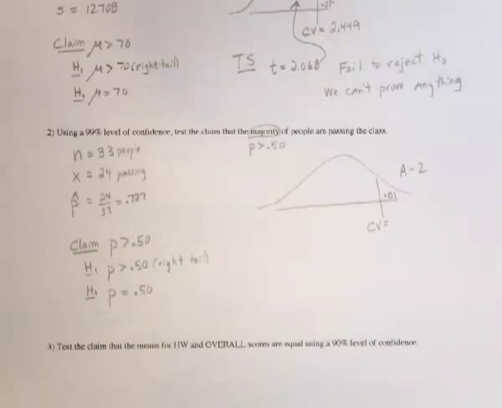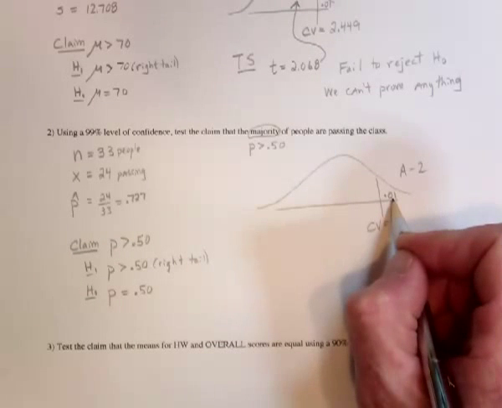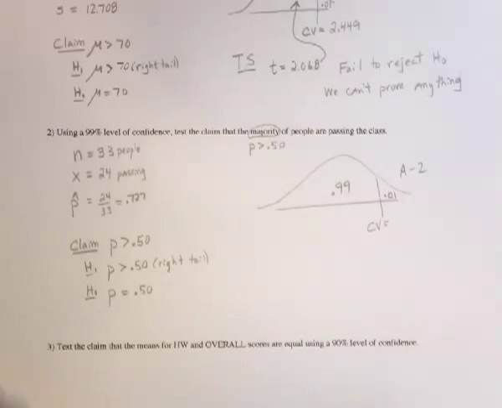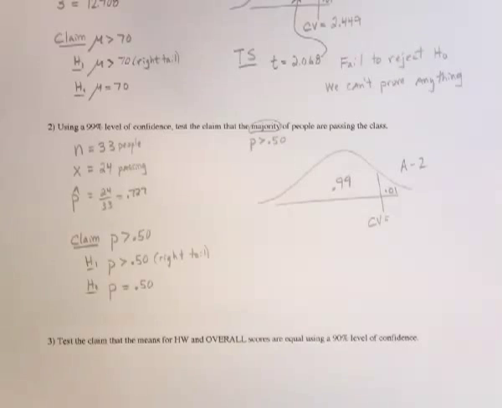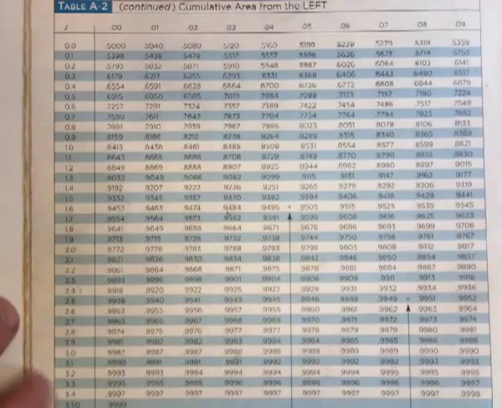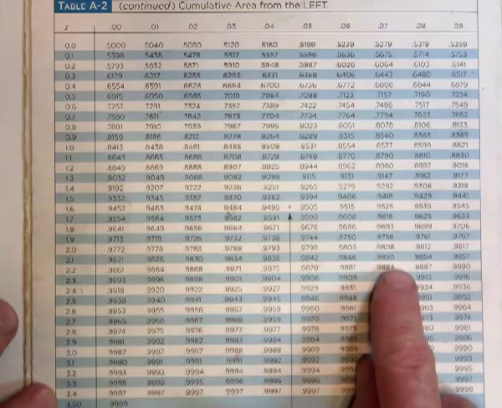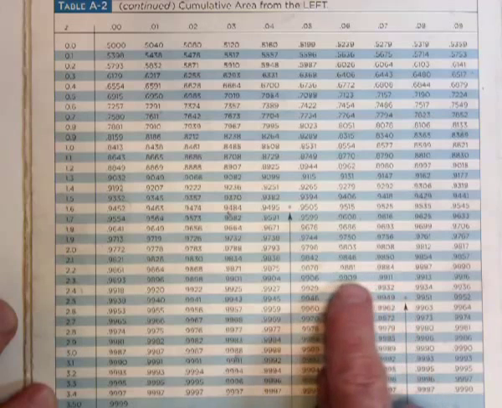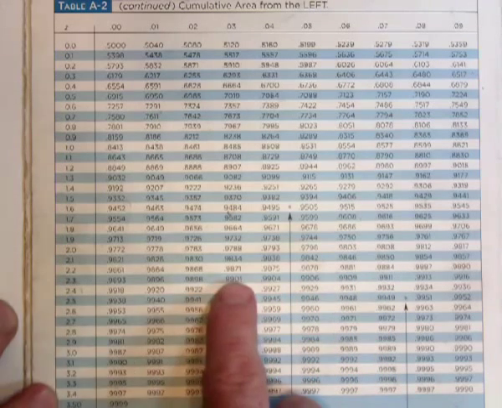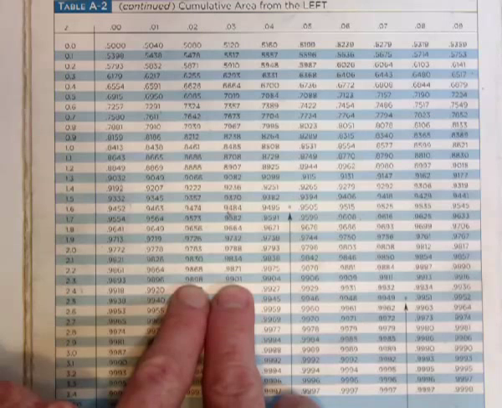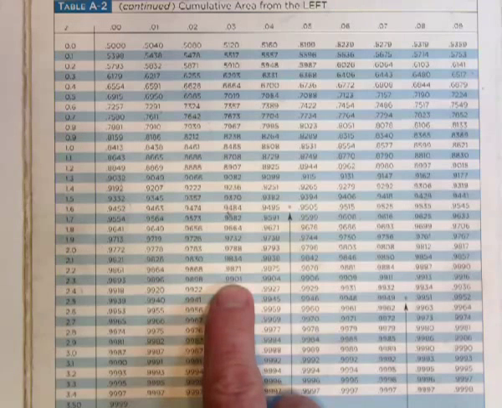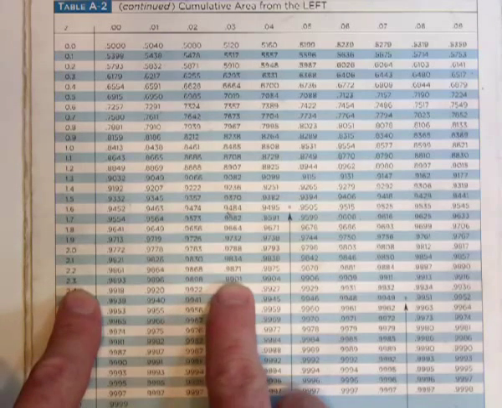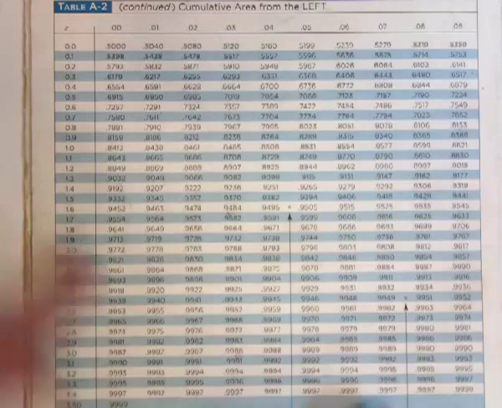Let me back up a second. If this is 0.01 or 1%, then this is 99%. So this is where we're using the table backwards to find the z-score. So you look through here for whatever's closest to 0.99. Getting close, 99. There it is. So these are the two that are closest, but in fact this one is the closest. So that means the z value is 2.33.